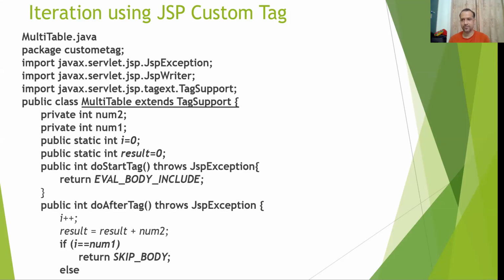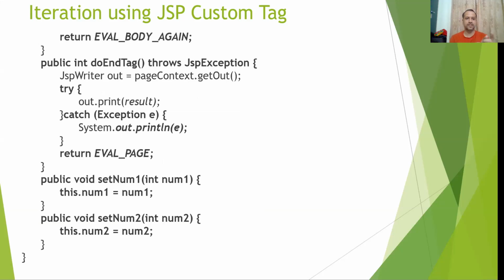Now i is assigned 0, and in every iteration it is going to increase: the first time i is 0, then 1, then 2, then 3. Now num1's value is 3, and 3 equals 3. If it is done, then it is going to return SKIP_BODY. Otherwise, if this condition is false, it is going to return EVAL_BODY_AGAIN, which means the body part is going to be evaluated again and again.